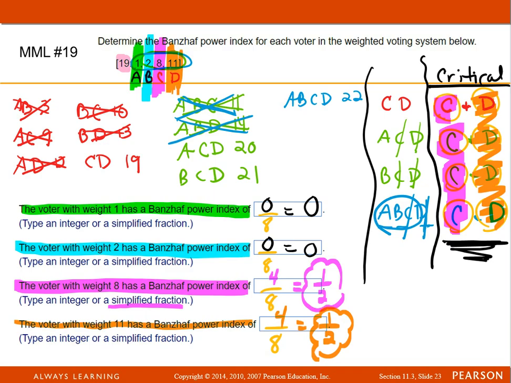So 50% of the time, C is in control. 50% of the time, D is in control. And A and B really have no control at all. They just don't carry enough weight in this. So, and that is the end of section 11.3. I am done. The end.